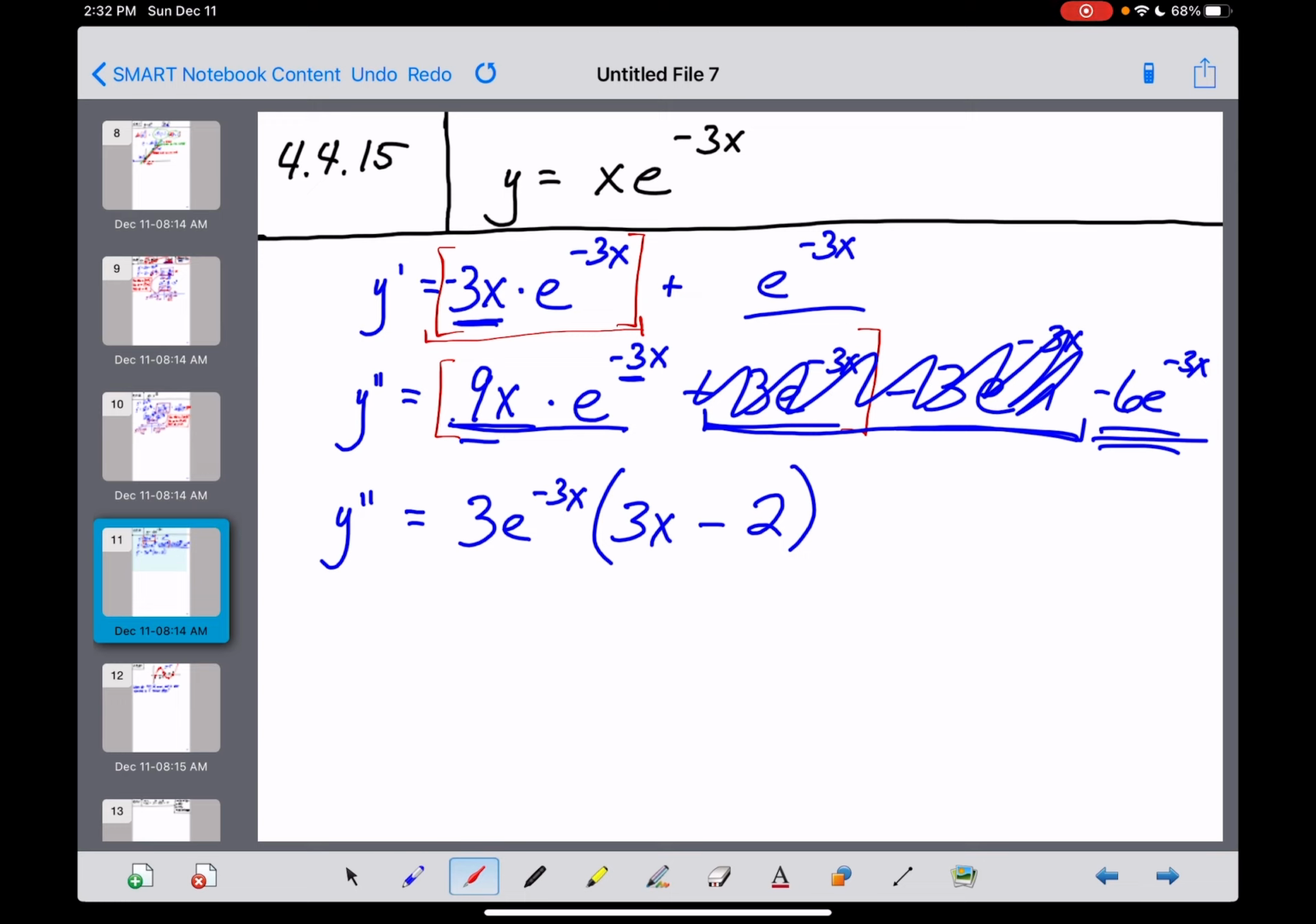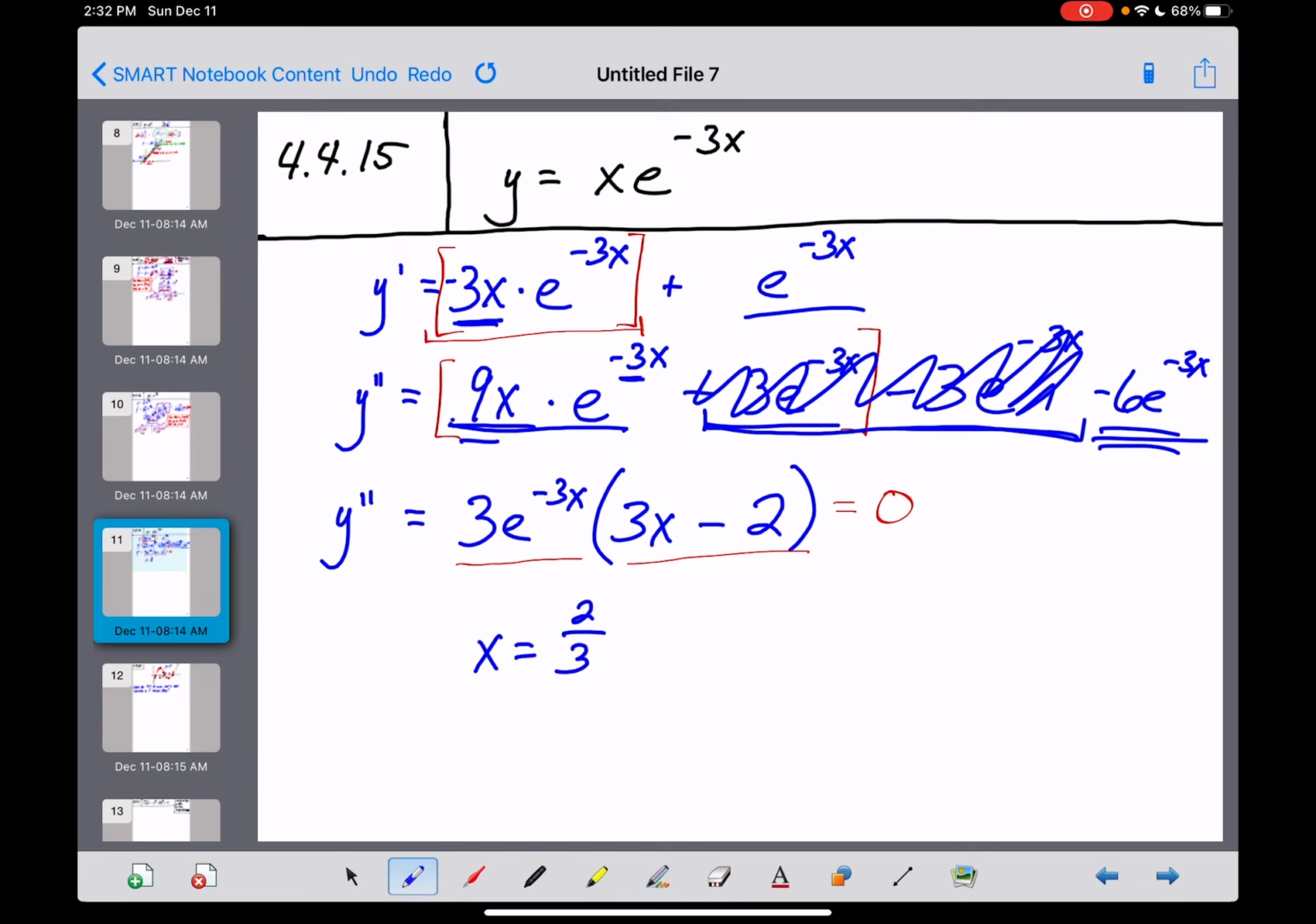Is this second derivative ever going to equal 0? Answer to that is yes. Not from this factor, you guys. E to a power will never equal 0, but from this factor right here, that would equal 0 if x were equal to a positive 2/3.